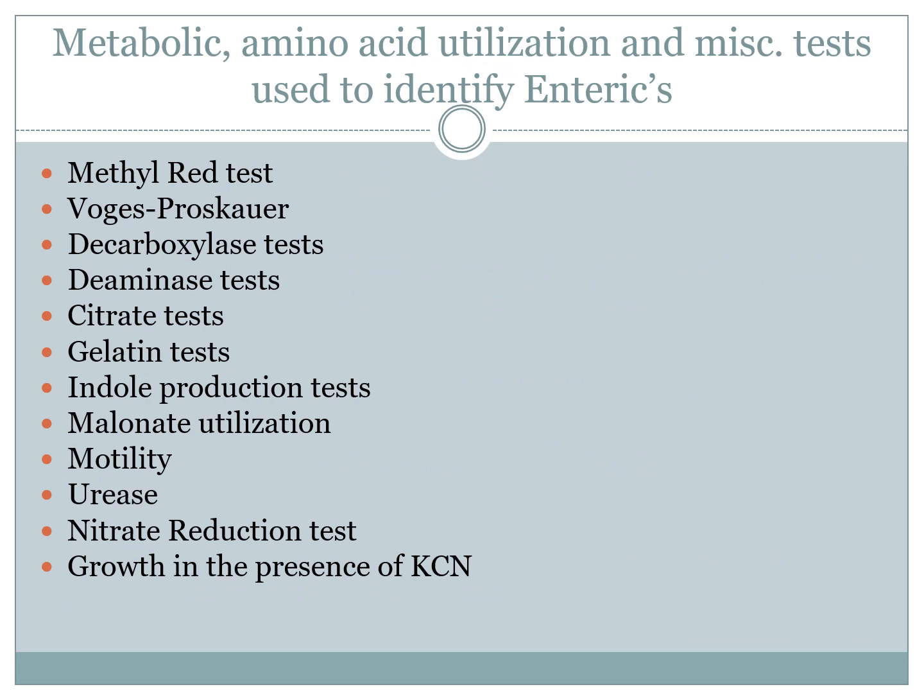So here's all the metabolic and amino acid utilization and miscellaneous tests we use to identify enterics. We can use the Methyl Red test, the Voges-Proskauer test, decarboxylase tests, deaminase tests, citrate tests, gelatin tests, indole production tests, malonate utilization tests, motility tests, urease activity, nitrate reduction, and then the growth in the presence of potassium cyanide. These are all the tests that we can use to identify our enterics down to the species level.